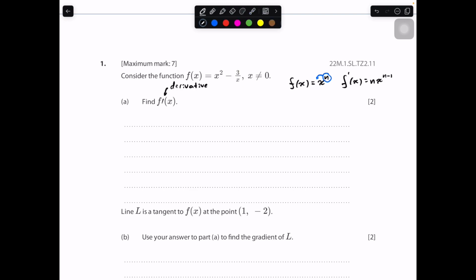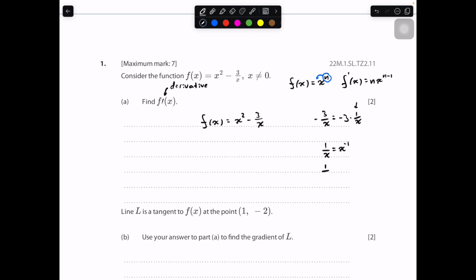So let's go ahead and deal with just this 3 over x for a second. I'm going to write out the function. F of x is equal to x squared minus 3 over x. Let's look at this negative 3 over x. This is the same as negative 3 times 1 over x. And the question is, okay, well, what do we do with this 1 over x? Maybe you remember this, but notationally, 1 over x is the same as x to the negative 1.